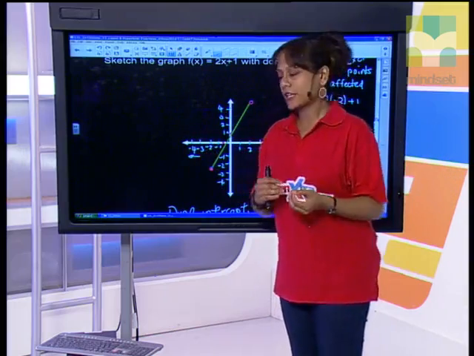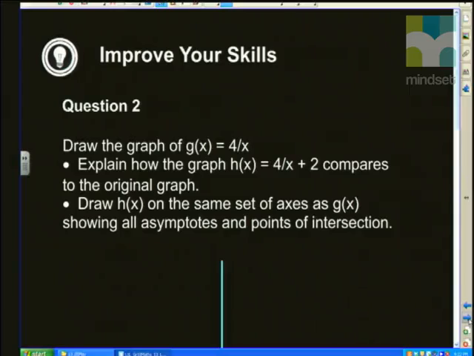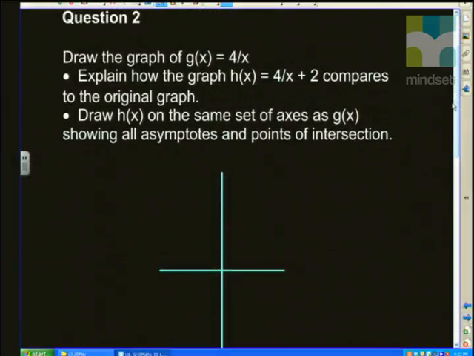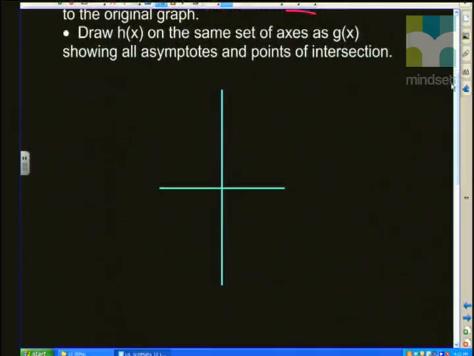Alright. Okay, so we're going to move on to hyperbola, and this is now question 2. We are asked to draw the graph of g of x is equal to 4 over x. And then we're going to use that graph and explain how the graph h of x is equal to 4 over x plus 2 compares to the original graph. We're then asked to draw h of x, which is this new graph 4 over x plus 2, on the same set of axes as g of x, and show all our asymptotes and the points of intersection with the axes. Alright, now the graph of g of x is equal to 4.